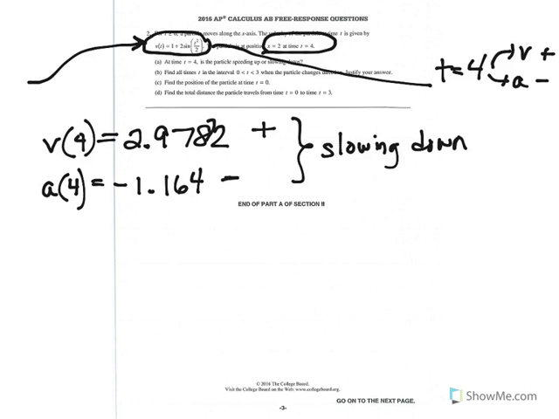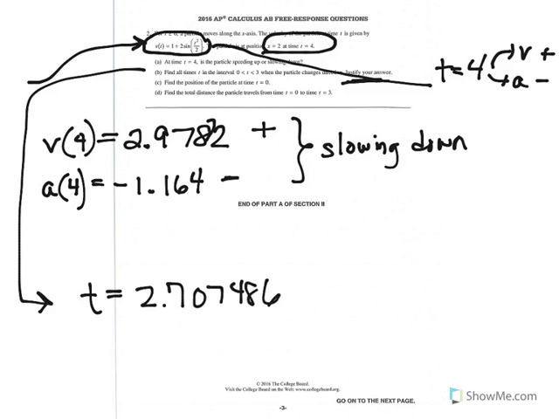Okay, part B says find all times over the interval when the particle changes direction and justify my answer. So for part B, when do I know it's changing direction? Well, when I have a v that's 0 and the graph goes from positive to negative. It does ask me to justify my answer. So I'm going to look at the graph in the calculator, and I can see that there's one time where it changes direction. I just went to the graph of v and found anywhere where v was 0. So that was at t equals 2.707486. And I had to check what happened at that point.